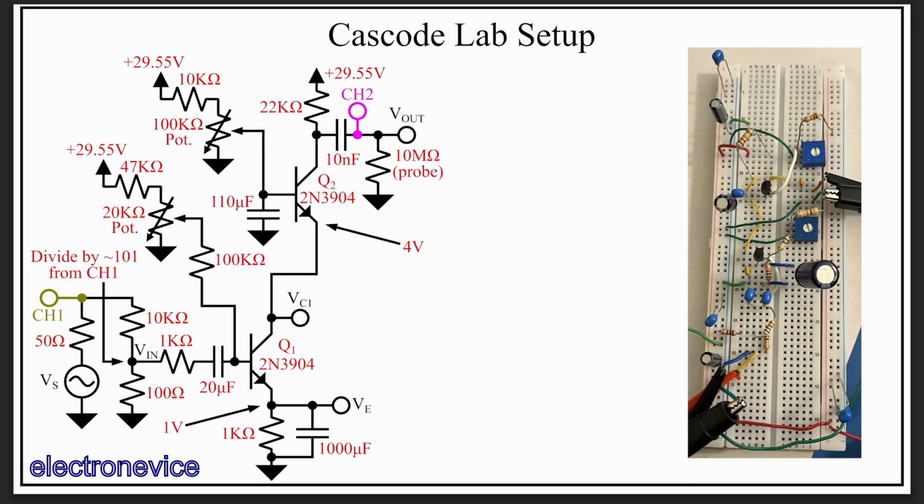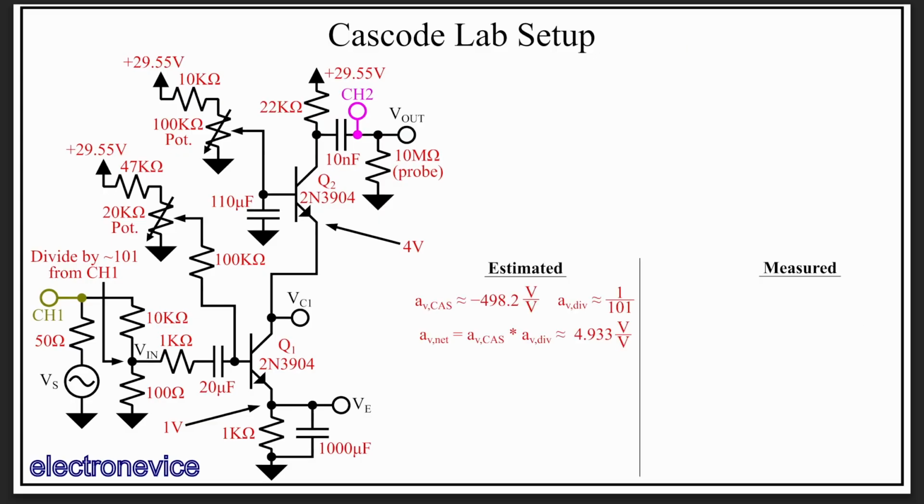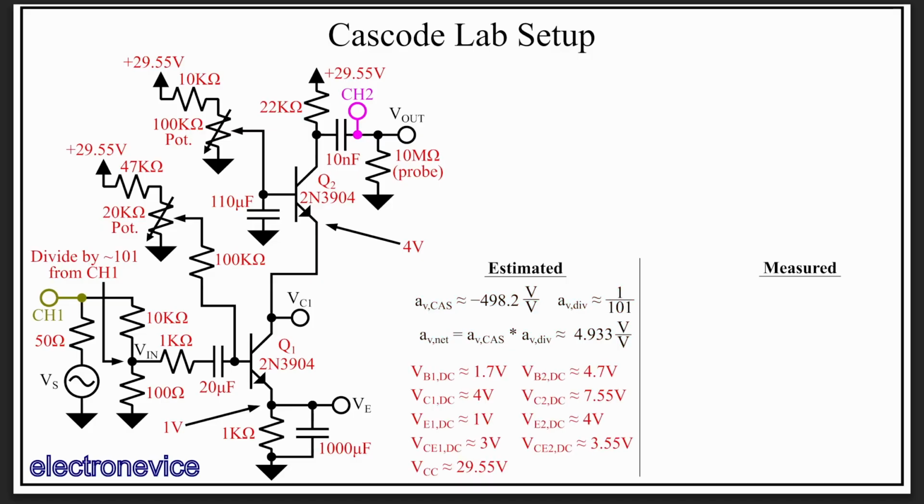Now let's move on to the Cascode test. Here's the circuit schematic and a picture of the setup on my breadboard in the lab. Here we have the estimated gain values, which are the same as for the common emitter, and the estimated DC values for both transistors in the Cascode circuit that we discussed earlier. I will use the same measured divider value as with the common emitter because nothing has changed there.